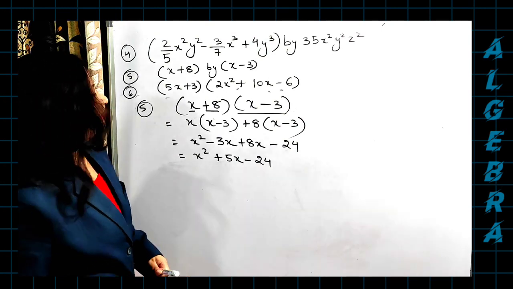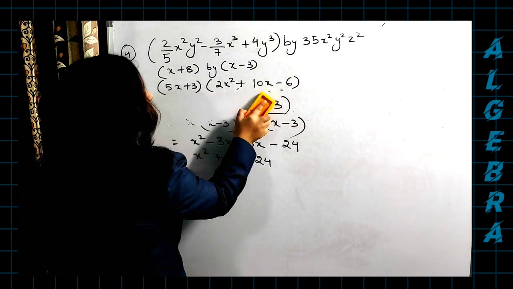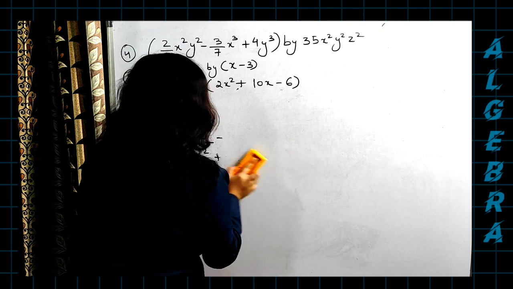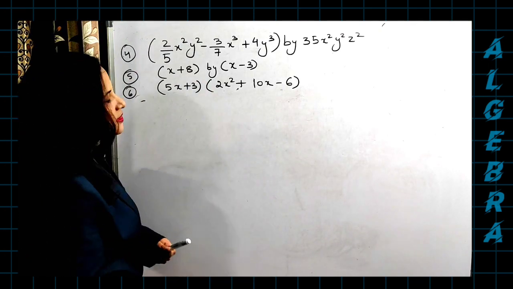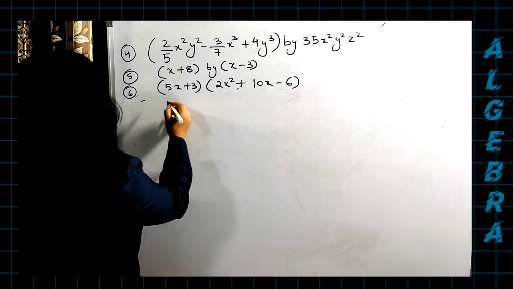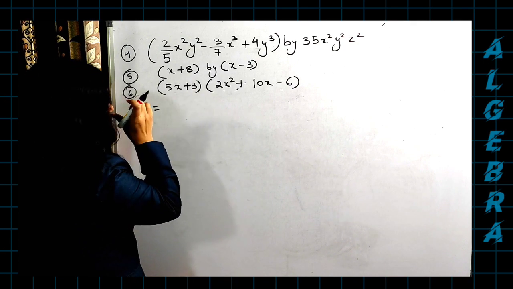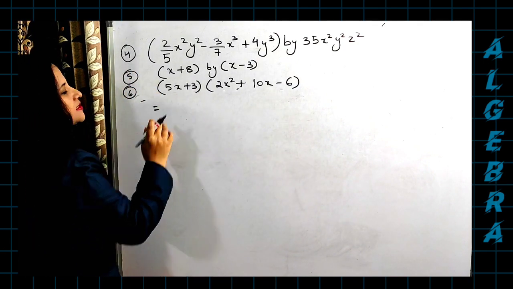Okay. I think the idea is quite clear. Please see the steps carefully, so that you get acquainted and get clear with the concept. The last one from here: I have got a binomial and here I have got a trinomial. I will split this.